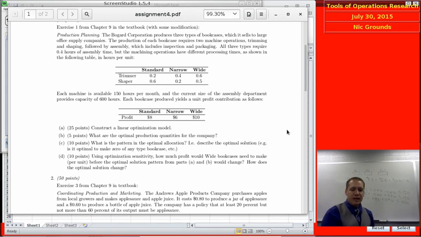Okay. All right, and then it says, how does the optimal solution change? So just describe that. Which bookcase type did it make less of so it could make more wide? And how many? How much?